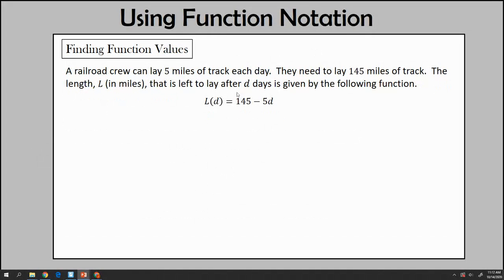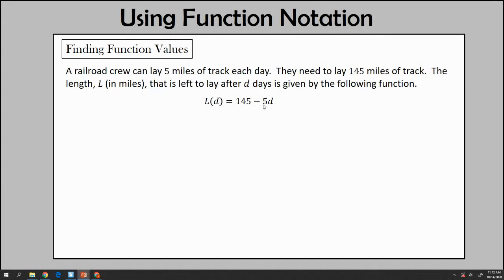Another one here, and this was kind of unique. I want to get this one in here. So it's got a railroad crew and they lay 5 miles of track each day. They need to lay 145 miles of track. So they've got to get that much done. The length, which is L in miles, that is left to lay after D days of work is given by this function. So this is the length of track they have yet to lay of the number of days they worked. So they have to lay 145 miles of this track and they do 5 a day.